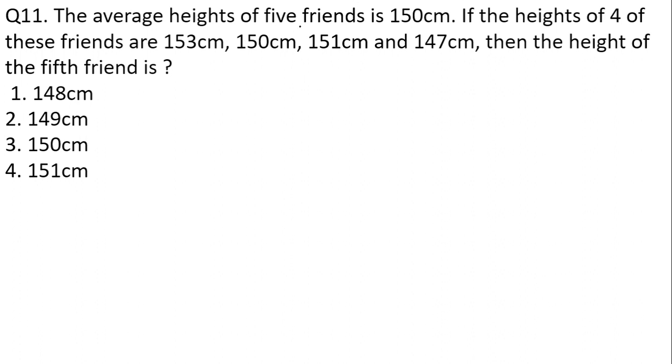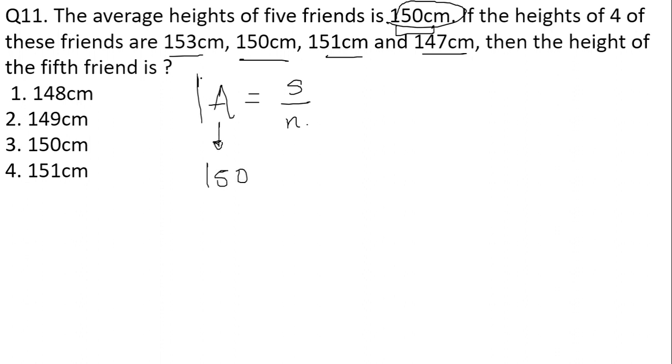The average height of 5 friends is 150 centimeter. If the heights of 4 of the friends are 153 centimeter, 150, 151 and 147 centimeter, what is the height of the 5th friend? We know the formula for average. Average is equal to sum of observations divided by total number of observations. Right? So what is the average given here? Average for the 5 students is given. Average given is 150. So I'll just put the values into this particular formula.